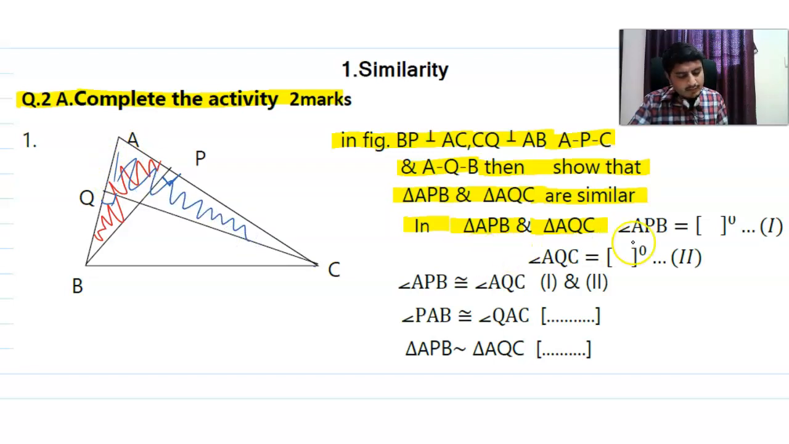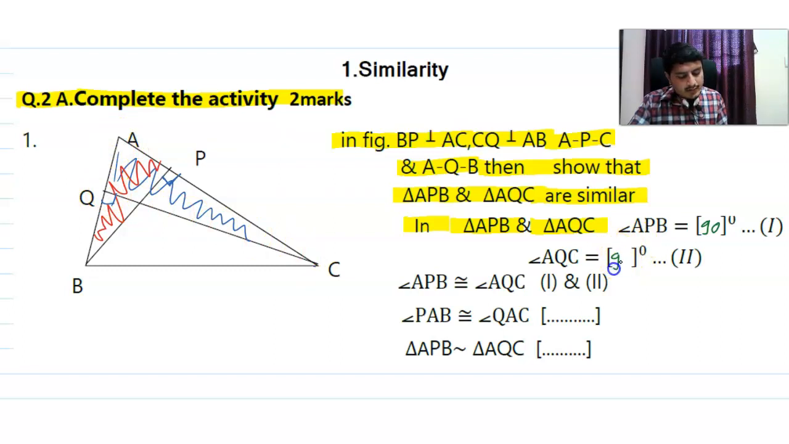We have in the given triangle angle APB which is 90 degrees. Once the segment BP is perpendicular on AC, we have angle APB equal to 90 degrees. While once the segment CQ is perpendicular on AB, we have angle AQC equal to again 90 degrees.